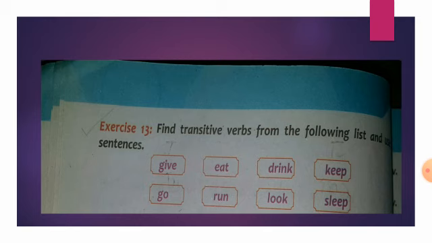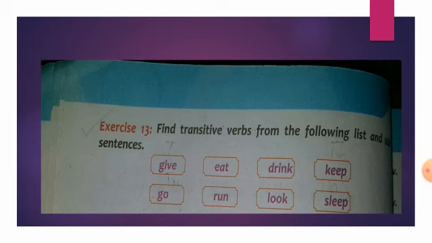Keep, she keeps books in the shelf. Now keeps books in the shelf. Books is the direct object, so keep is a transitive verb. Now let's see. So the above four are transitive verbs. Now go, she goes to school. Go to the school. To the school. Now I cannot add a direct object to go. So I cannot add a direct object to it, so it means it is an intransitive verb.